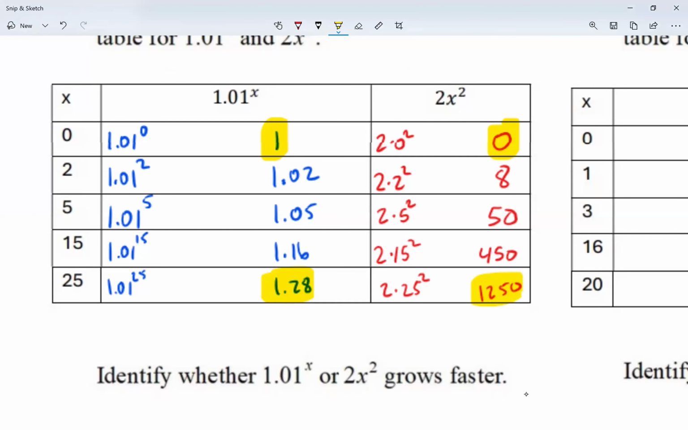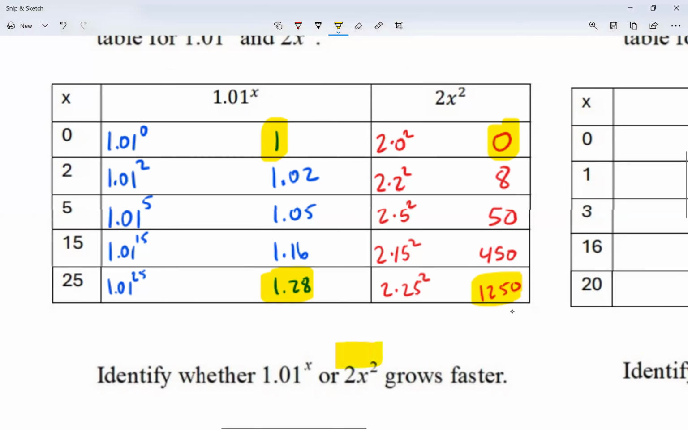And then I see a question here at the bottom that says, identify whether 1.01 to the x power or 2 times x squared grows faster. Well, in this case, I'm going to pick the one that's growing faster. It is 2 times x squared. Okay, let me not highlight this actually. I'm just going to pick this. 2x squared is growing faster. Check.